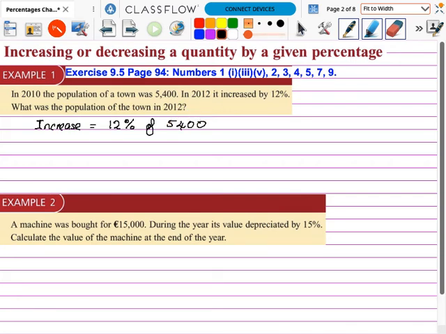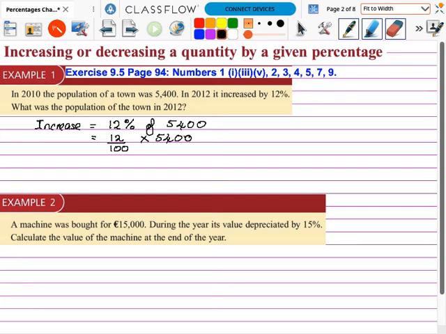Now, we saw this in the last lesson. We know that 12% can be represented as 12 over 100. We know that "of" can be replaced by a multiplication symbol, and there we've got 5,400. What we do now is reach for the calculator and tap it in to get the answer. So I would ask you to pause the video at this moment and tap it in and see what the answer is. Pause the video now and see if you get the same answer as me.